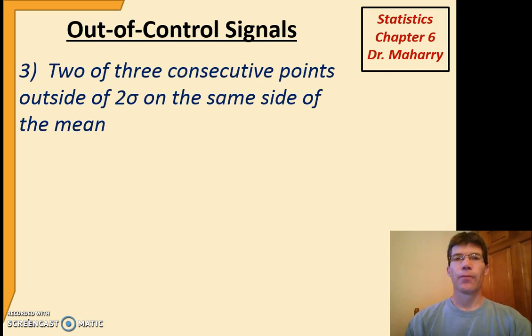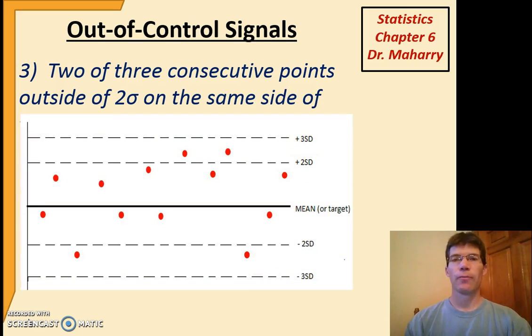The third one is if I have 2 out of 3 in a sequence outside of 2 standard deviations. So again, if we have an example like this, notice here in 3 consecutive points, 2 of the 3 are outside of 2 standard deviations. So this would be out of control signal number 3.